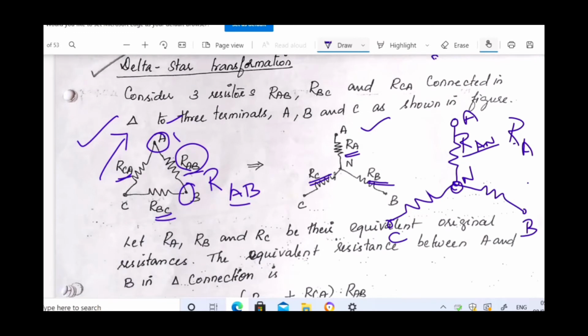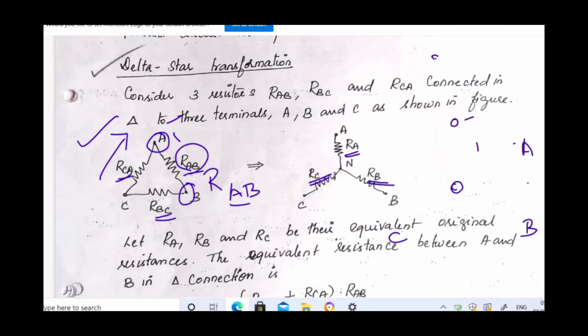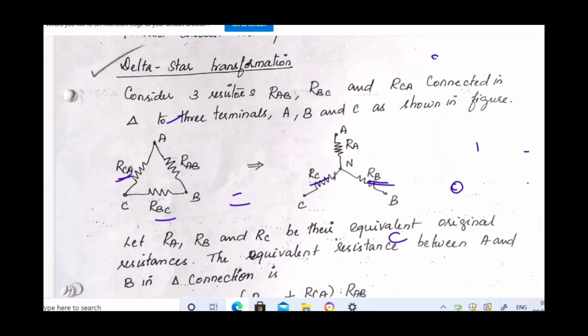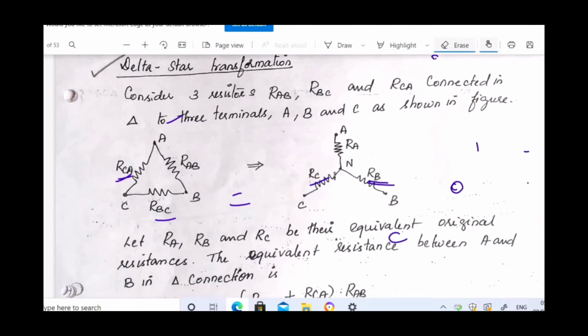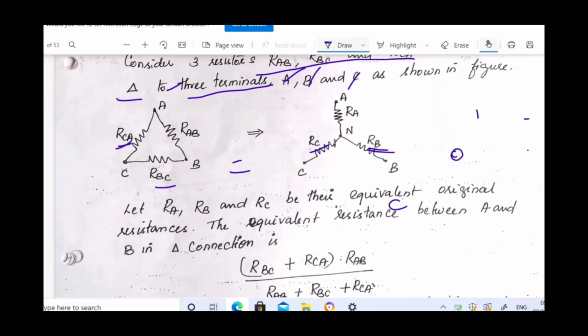Well students, hope you can understand how to frame a delta structure and then a star structure. Now get into the transformation. Consider three resistors RAB, RBC and RCA connected in a delta form, which has three terminals A, B, C, which can be converted into the star connection.